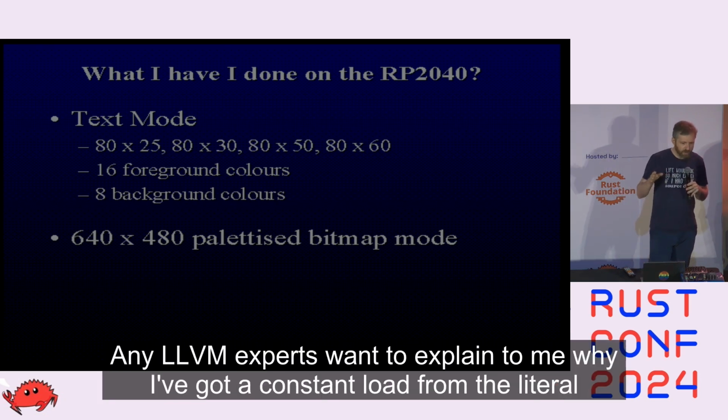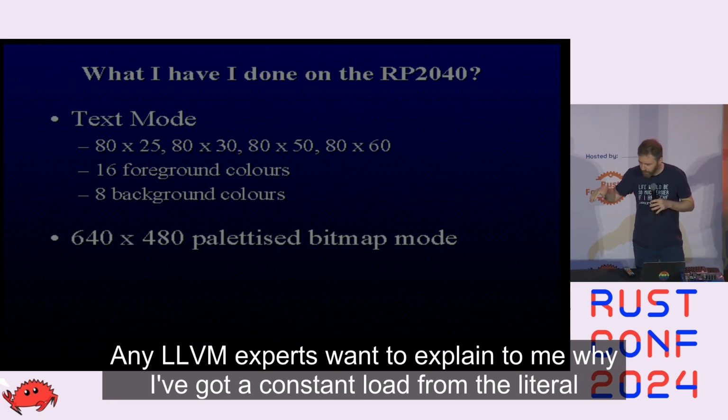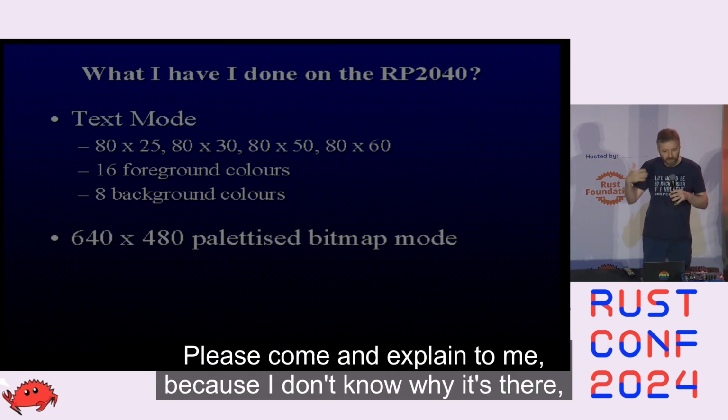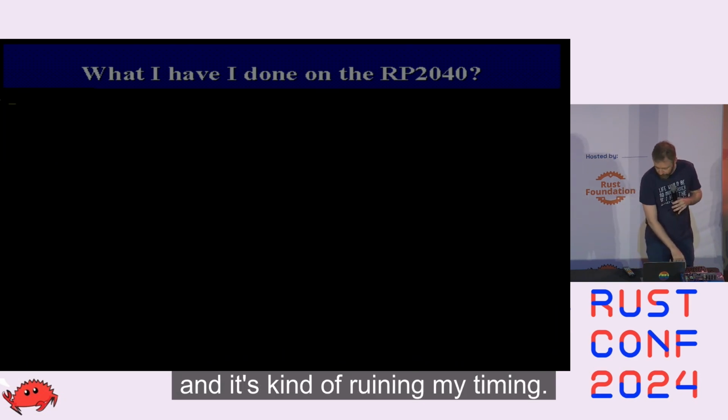Any LLVM experts want to explain to me why I've got a constant load from the literal pool in the middle of my hot loop? Please come and explain to me, because I don't know why it's there, and it's kind of ruining my timing.